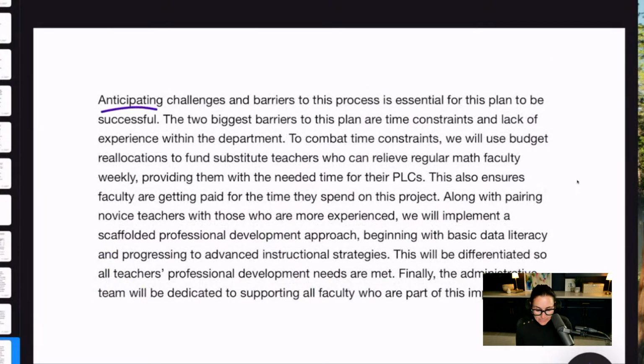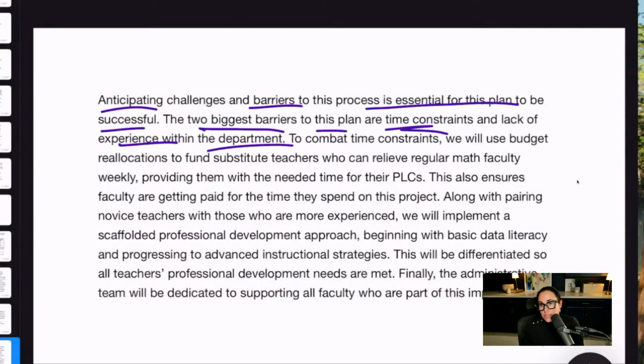Here we go. Anticipating challenges and barriers to this process is essential for this plan to be successful. The 2 biggest barriers to this plan are time and lack of experience within the department. All right. So when I wrote this, I sort of made something up. You can make things up too. I pretended that I had a lot of brand new teachers when I was reading this. And that's why some of them were having a hard time closing that achievement gap.